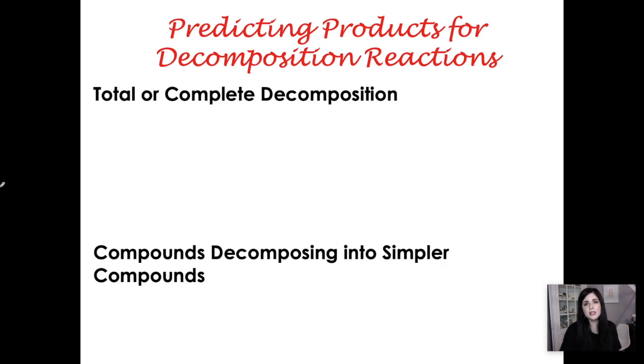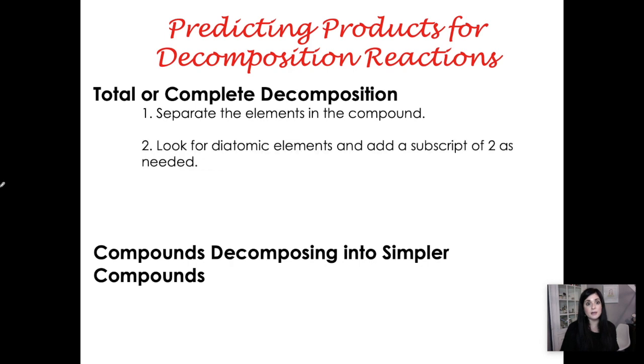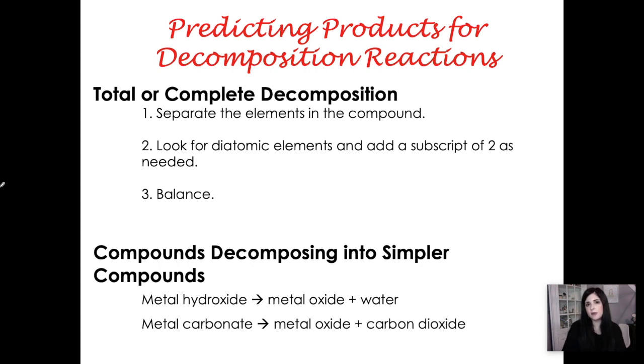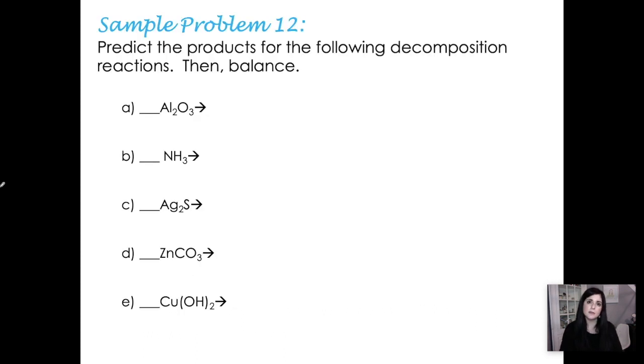I actually think decomposition reactions are the easiest to predict for because all you need to do is separate the elements in the compound and check for diatomic molecules. So if any of your diatomic atoms are there, you put a 2 after it, or if it's phosphorus or sulfur, you add either the 4 or the 8, and then you balance it. Pretty simple. And then there are those 2, of course, like we said, to watch out for: metal hydroxides and metal carbonates. Let's now get some practice with these in sample problem 12.